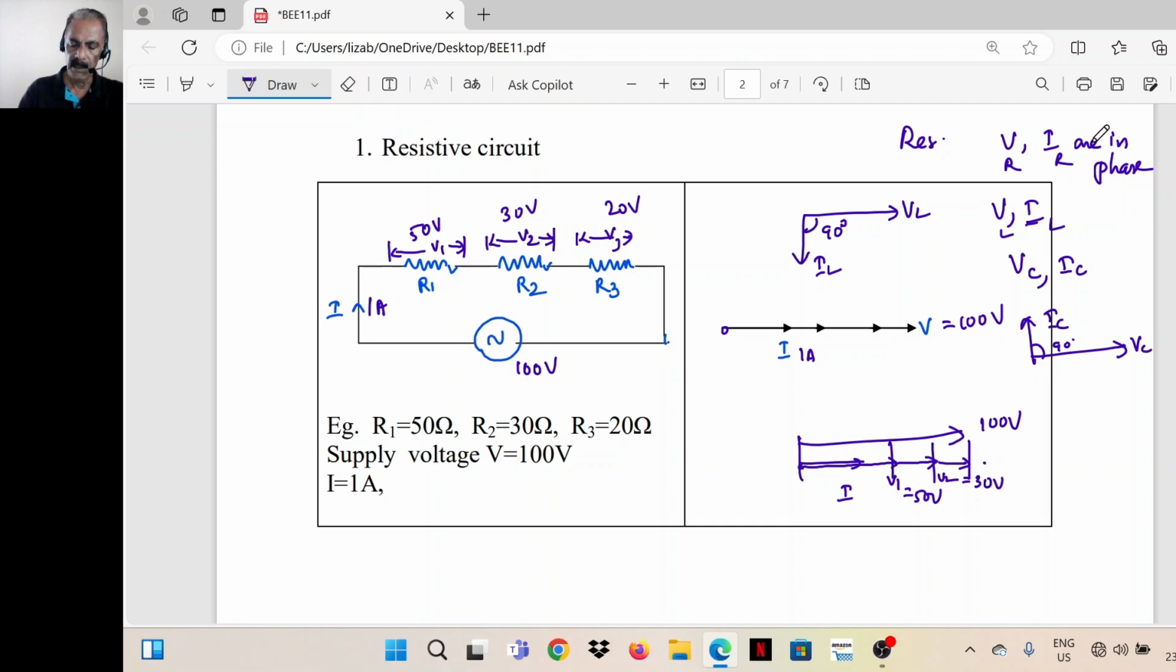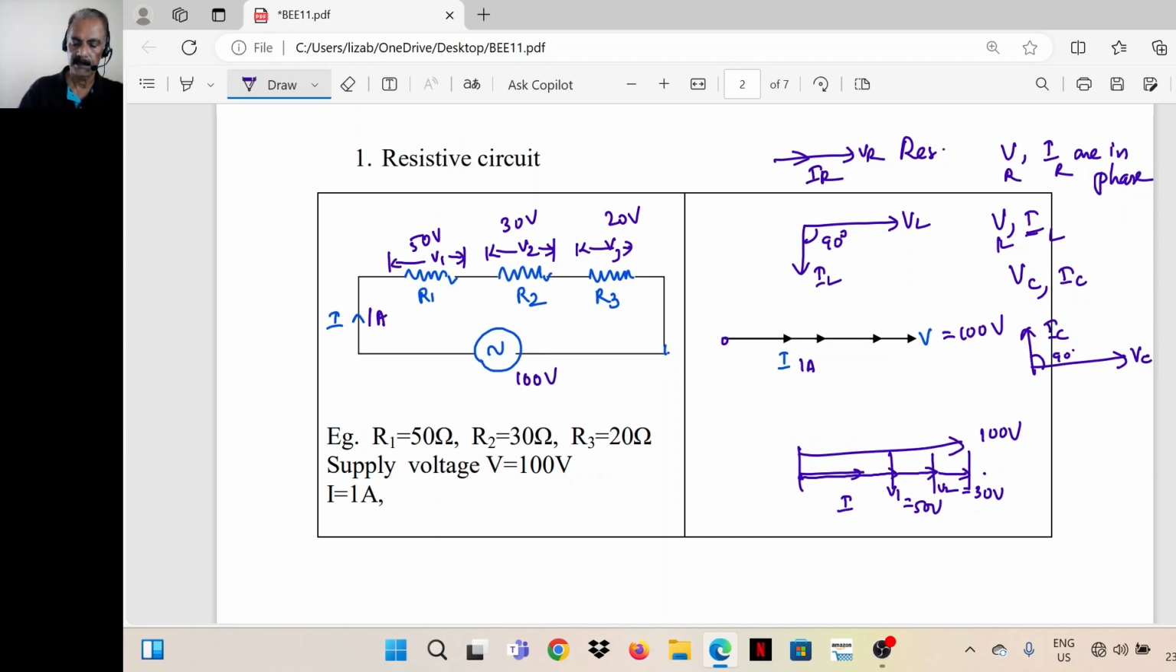That is, in a resistive circuit, voltage and current, VR and IR, are in phase. For the voltage across an inductor and current through the inductor, the phasor relationship is that current will be lagging the voltage by an angle of 90 degrees. Again, across a capacitor, the relationship is that current will be leading the voltage by an angle of 90 degrees. These are the basic relationships.